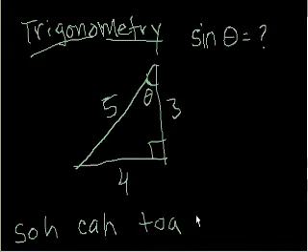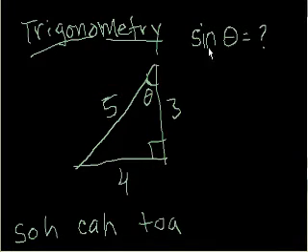Now you might say, well, what is SOHCAHTOA? Well, SOHCAHTOA says that sine is opposite over hypotenuse, cosine is adjacent over hypotenuse, and tangent is opposite over adjacent. Now that's going to be confusing right now, but we're going to do a lot of examples and I think it's going to make sense.